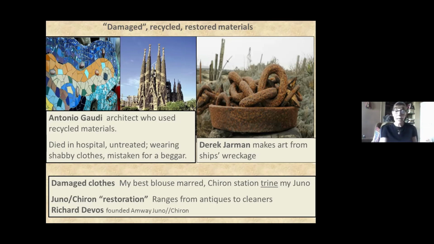And in all honesty, we can talk about the sexual transgressions and talk about relationship issues, but when you get a transit of Chiron to Juno or Juno to Chiron, this is actually more likely the level on which it's going to operate: something beautiful or a piece of adornment is going to be marred, is going to be damaged one way or another. And the restoration ranges from antique dealers to dry cleaners. The guy who founded Amway was a Juno Chiron guy. So anything that restores or repairs something in disrepair is a Juno Chiron activity.